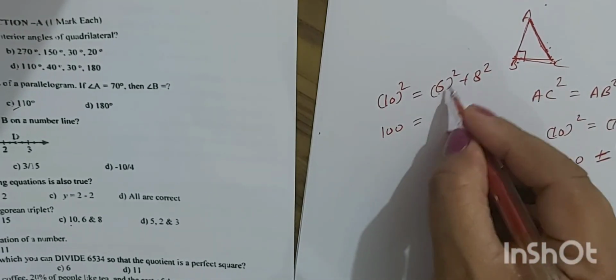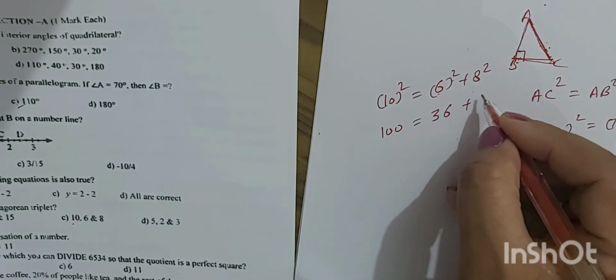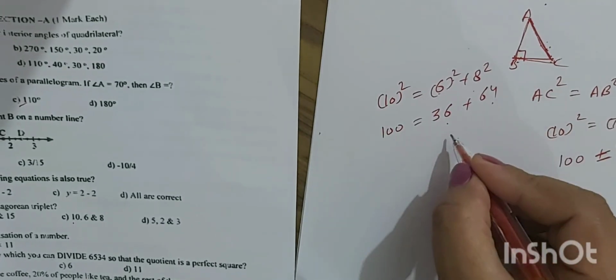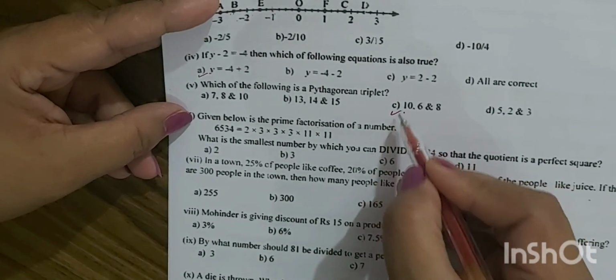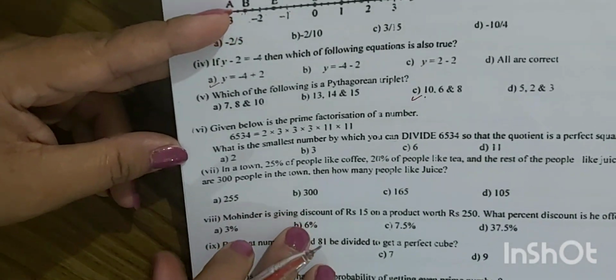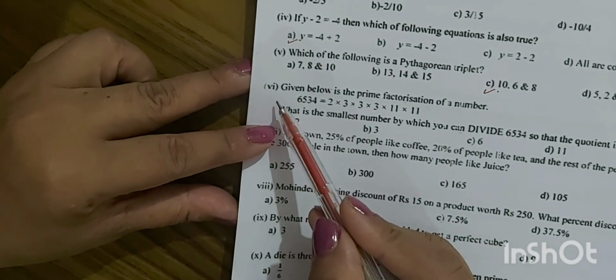This is 100, 6 times 36, 8 times 64, and add these numbers, it gives you 100. So both the values are equal. That means option C is the correct answer. Okay, now come to option 6.